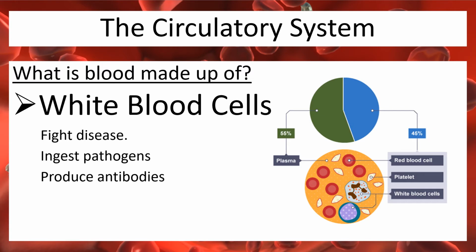So the next part of the blood we're going to look at are the white blood cells. They're involved with fighting disease. They ingest pathogens, and remember, pathogens are microbes that can cause us harm, and they produce antibodies.